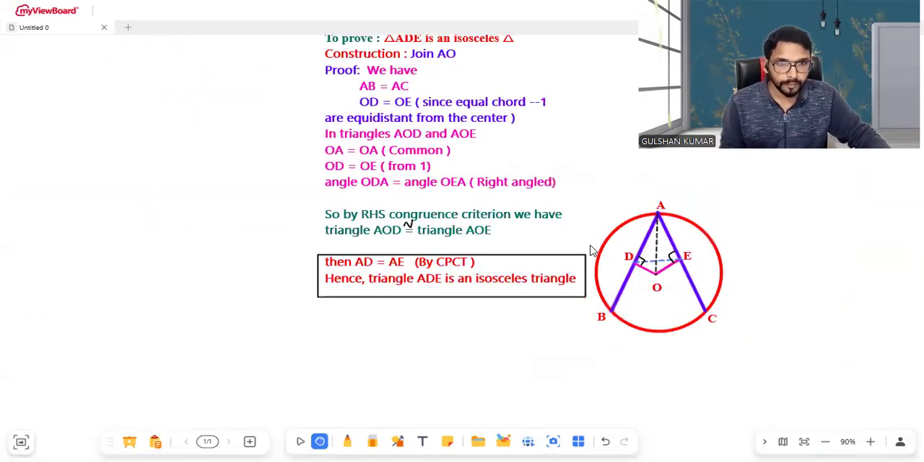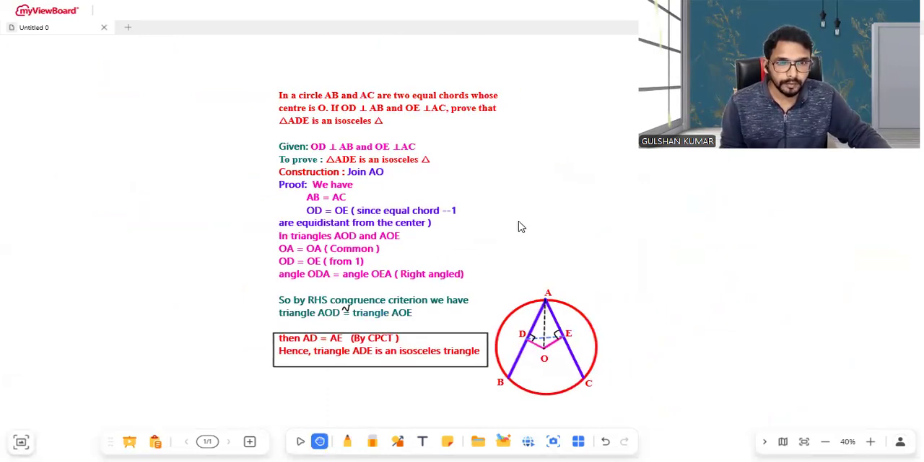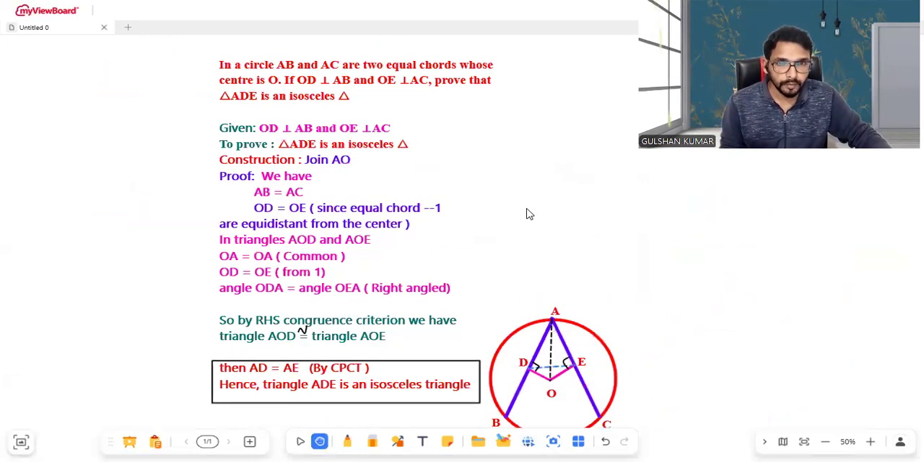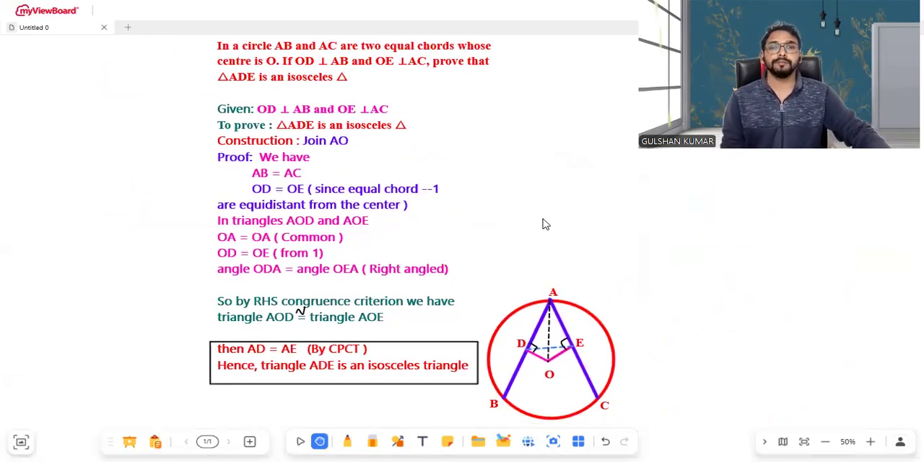I'm zooming out so that you guys can easily understand the whole question. Okay, thank you guys.